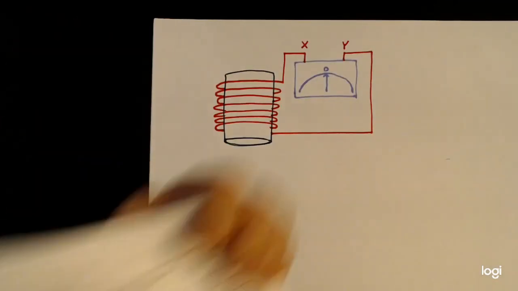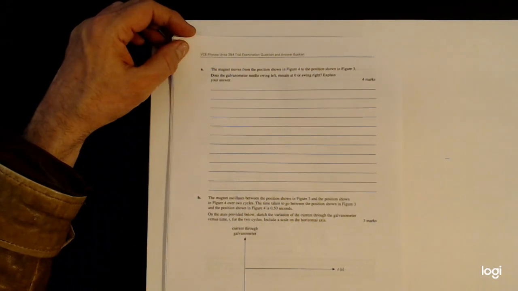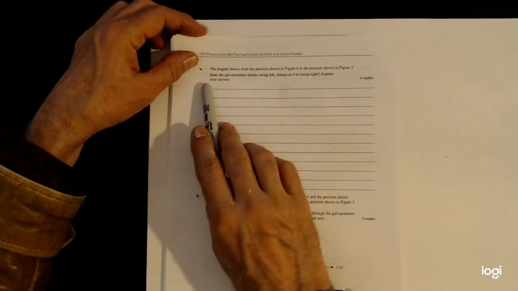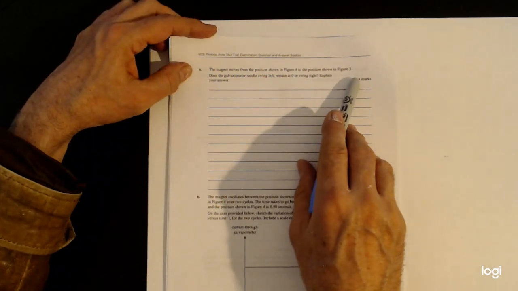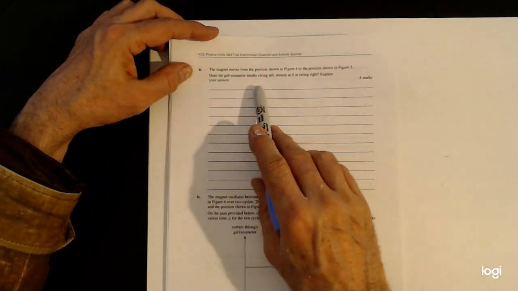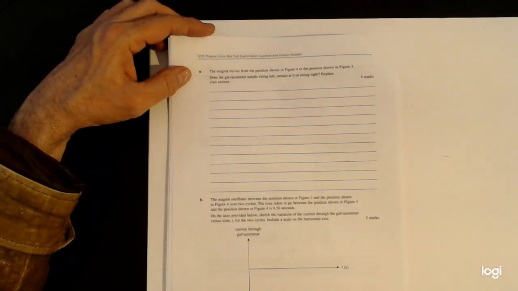So knowing all of that, here's the question. This tends to intimidate people. 4 marks, lots of lines. The magnet moves from the position in figure 4 to the position shown in figure 3. Does the galvanometer needle swing left, remain at 0, or swing right? Explain your answer. Okay.